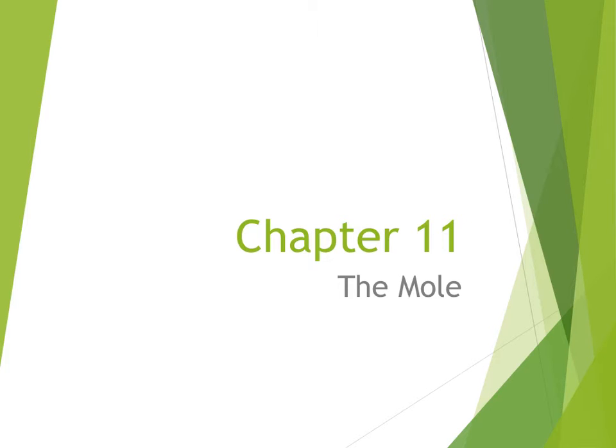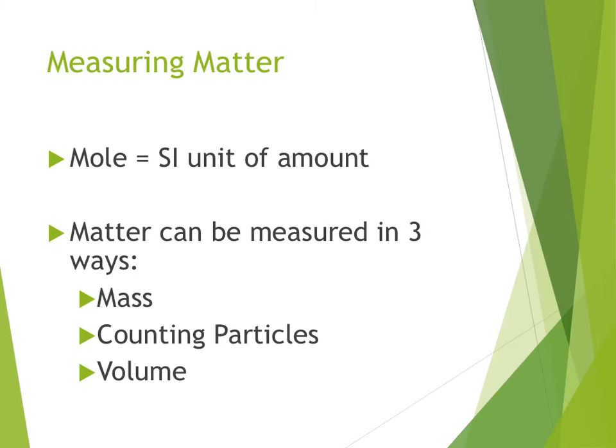Chapter 11 is called the mole. So what is a mole? It is the SI unit of amount. When we are measuring matter in chemistry, we can measure it one of three ways. We can measure it with mass, we can measure it by counting particles, or we can measure it with volume. So we're going to start with measuring by mass.